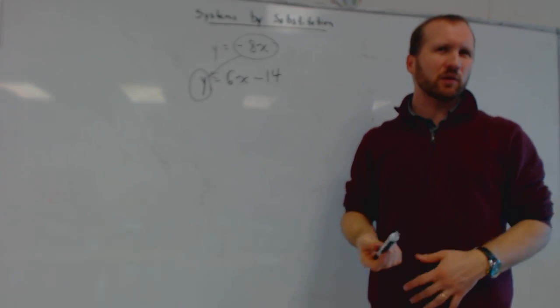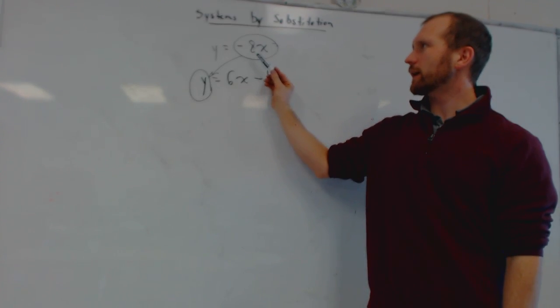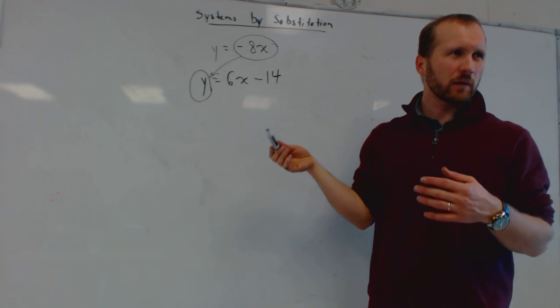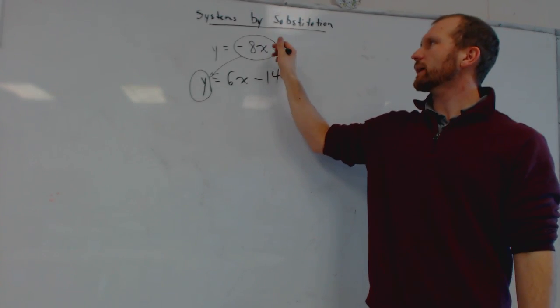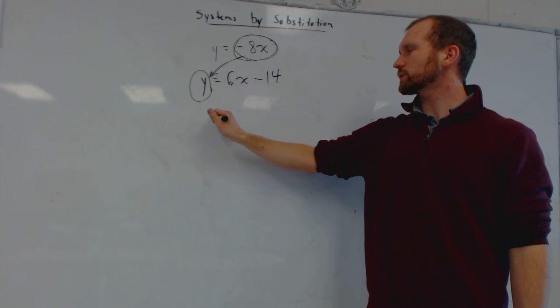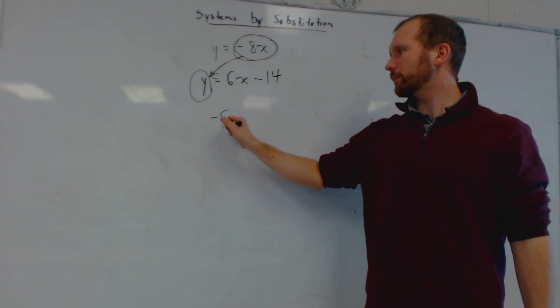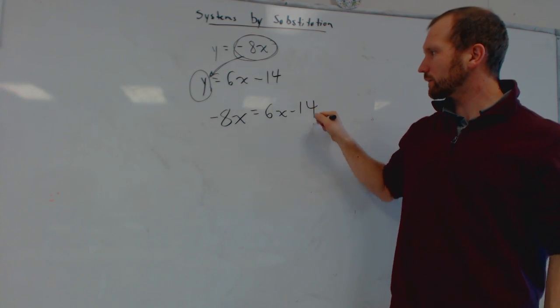Also, it would be the same equation, right? If we think about it. Either way, it's going to be negative 8x equals 6x minus 14. Either way, we end up with the same equation. So y equals negative 8x. So I circle the negative 8x. I plug that in for y down here. So I have what? What do I have? Negative 8x equals 6x minus 14.